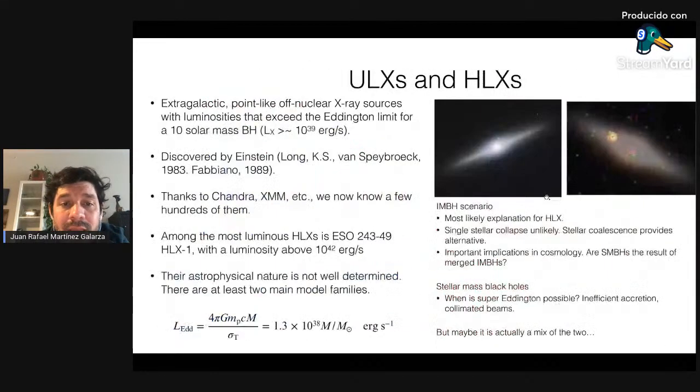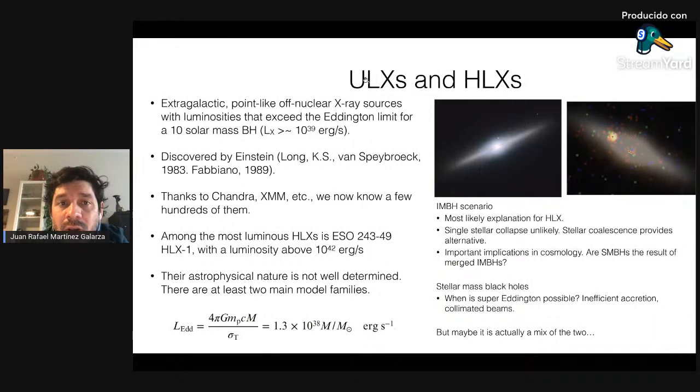But as it so happens, there are cases where we actually find objects in the spiral arm of galaxies, like in the case of this object that you see here, where there's a very, very bright X-ray source. And that source is so bright that, as I have explained previously, it exceeds the Eddington limit for a 10 solar mass normal star. So the Eddington limit for a 10 solar mass black hole is about 10^39 ergs per second. Anything that is beyond that is either accreting at super-Eddington luminosities with some kind of physical mechanism, or is a more massive central object.